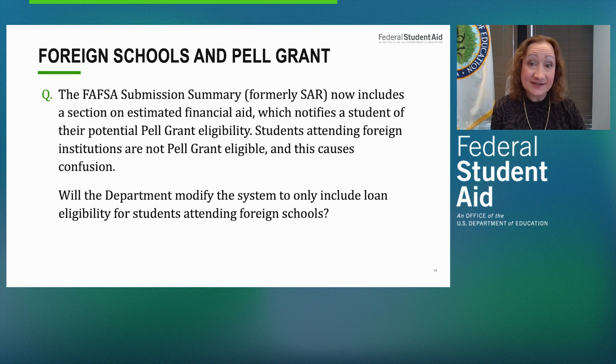The FAFSA Submission Summary, as we know, formerly the SAR, now includes a section on estimated financial aid, which notifies a student of their potential Pell Grant eligibility. But we know that students attending foreign schools are not Pell Grant eligible, and this is causing confusion. So the question is, will the department modify the system to only include loan eligibility for students attending foreign schools? Let's take a look. Our answers on the next slide.